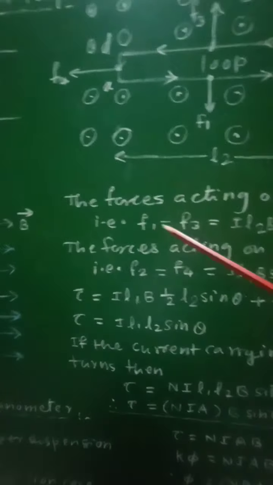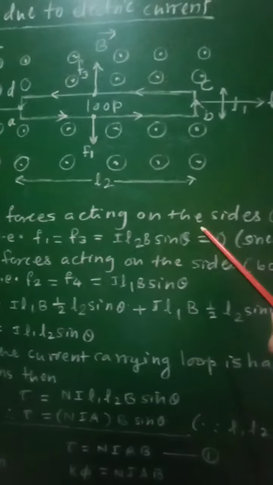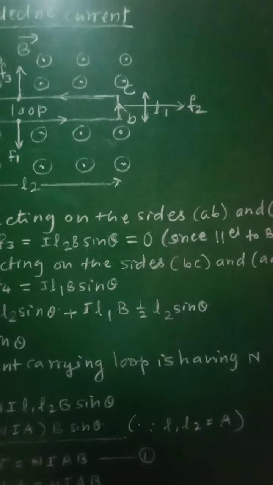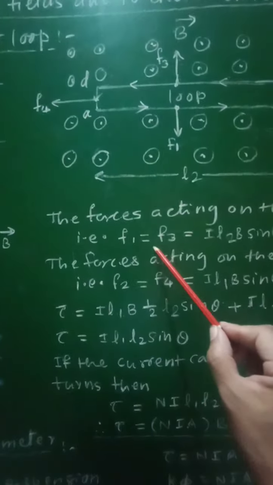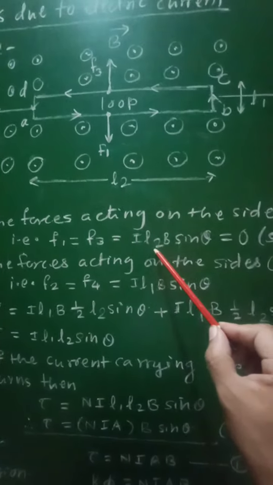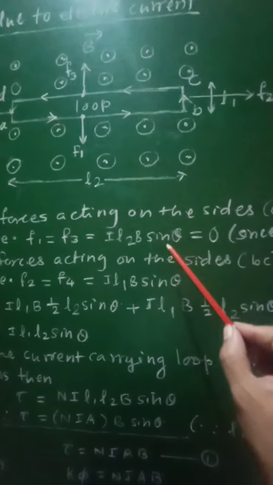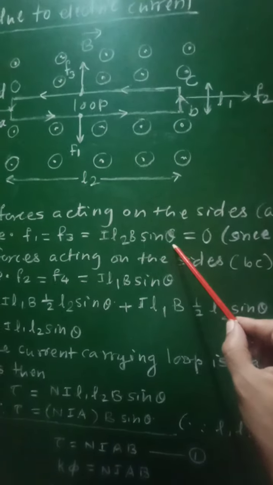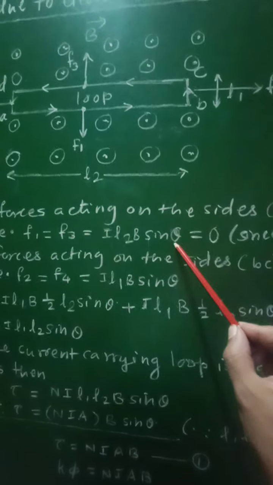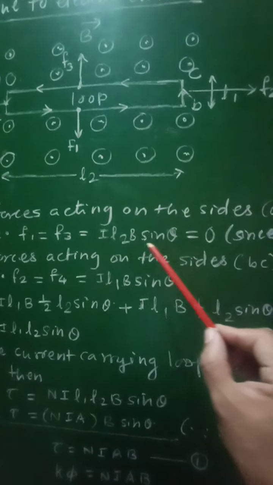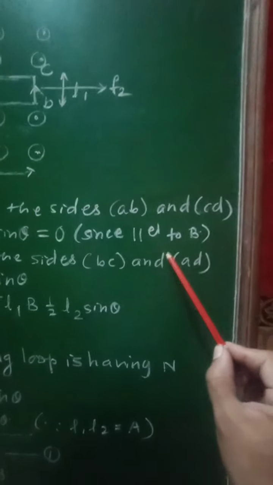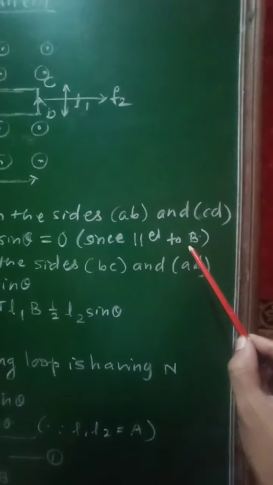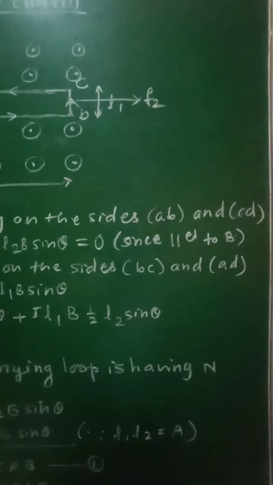have to find. And therefore here we can say that the forces acting on the sides AB and CD, that is the sides which are parallel to the direction of magnetic field, will be F1 equal to F3, that will be equal to I L2 B sin theta, but here theta will be equal to 0, sin theta will be 0, and therefore forces F1 and F3 will be equal to 0 since the length of the conductors or the sides of that rectangular loop is parallel to the direction of magnetic field.